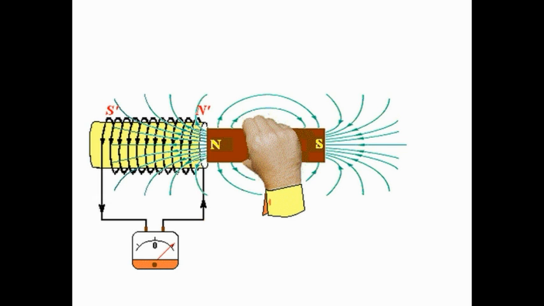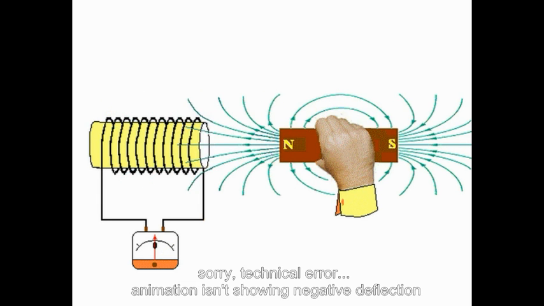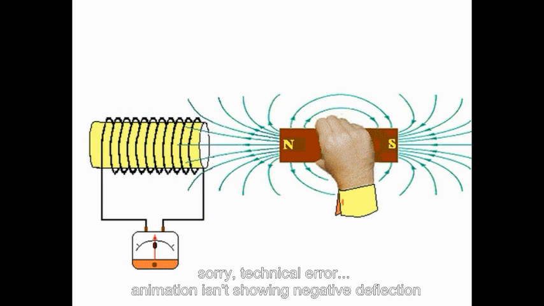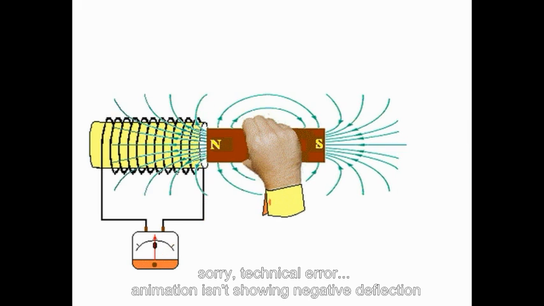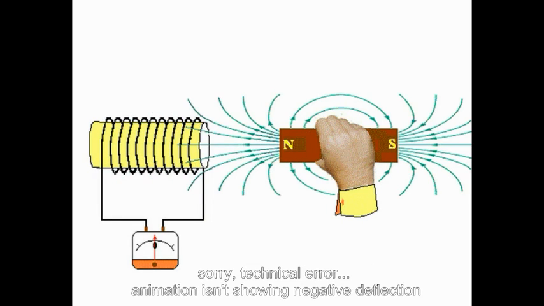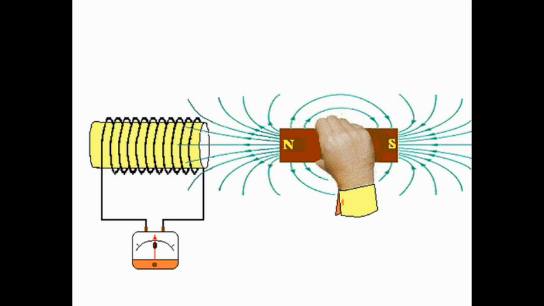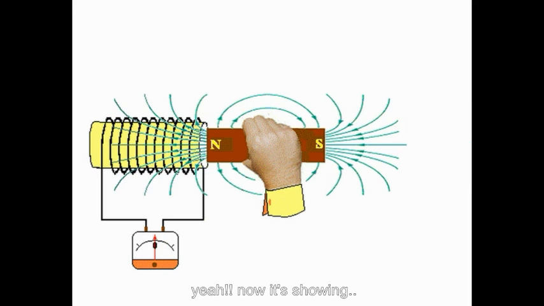Just see this one, you'll get a better idea. When the magnet is moved towards this coil, you see a positive deflection towards the right, and when it is moved away, you see a negative deflection. Observe that there is no deflection when the magnet is stationary. You see the deflection only when you have this motion. Okay, let's move forward.